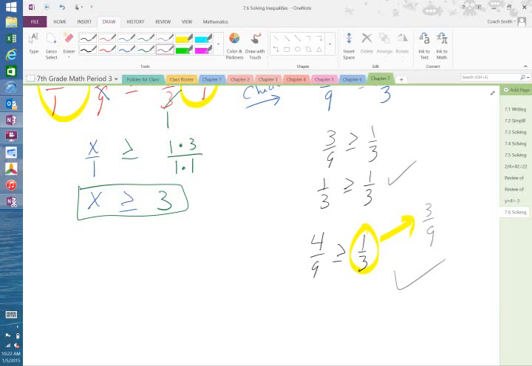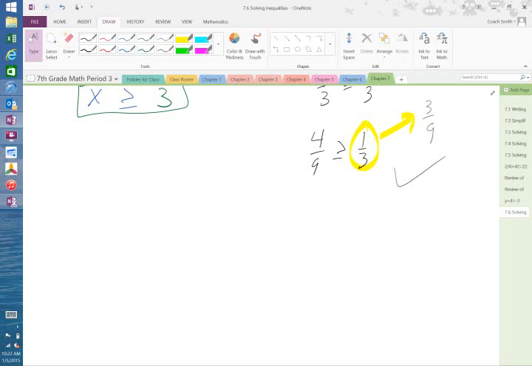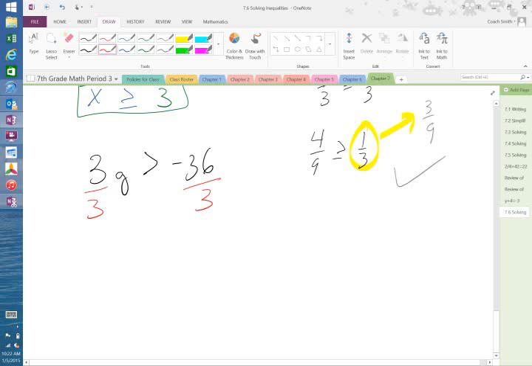Now, let's say I had this: 3G is greater than negative 36. Once again, the process. What are we doing mathematically in this problem? 3G is what? Multiplication. So what is the inverse of multiplication? Division. So the process is divide both sides by 3.